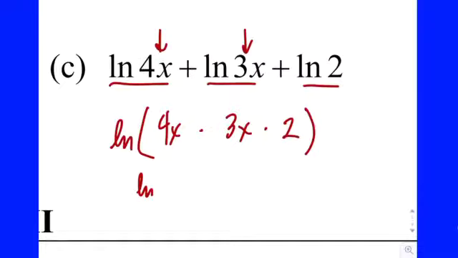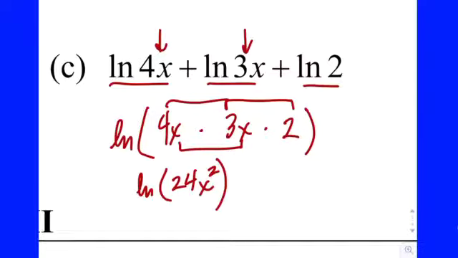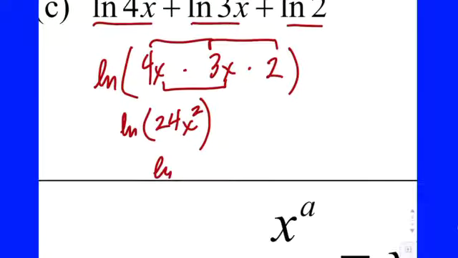So what is 4 times 3 times 2? You can multiply all your numbers together. 24, yeah. And then x times x is x squared. There you go. Now you really don't even need parentheses around it on the end. You can just call it natural log of 24x squared.